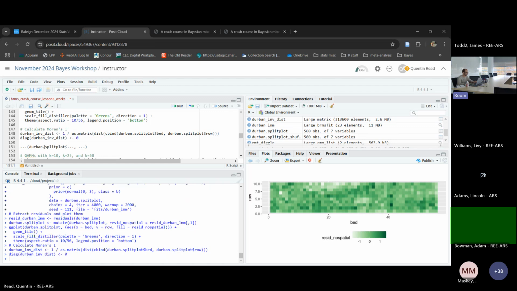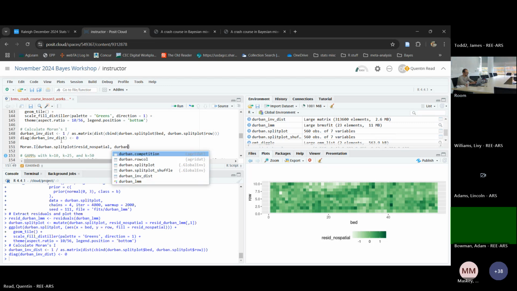Okay. And then we're going to use the Moran's I function, Moran.I, capital I. The first argument of Moran's I is the value that we want to see is spatially autocorrelated, which is the residual no spatial column of our data. And then we need to give it the inverse distance matrix. So the distance between 2 points of the residuals correlated with how close together those residuals are in space. We can run that line.